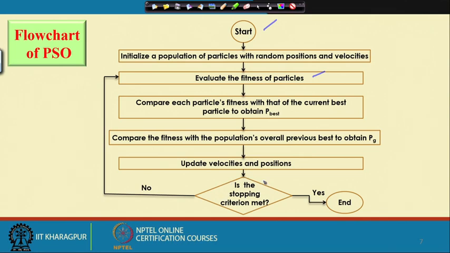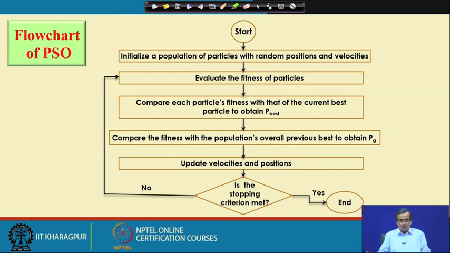Now, here we have the checking, that is the termination criteria. If the termination criteria is met, then it is the end of the algorithm, otherwise we are going to repeat. So, once again we start with the evaluation of the quality of the solution in terms of the fitness, and then we find out p best, g best, and we update the velocity and position, and this process will go on and on. So, this is the way this particular algorithm works, and as I told, it is very simple and much simpler than the genetic algorithm.